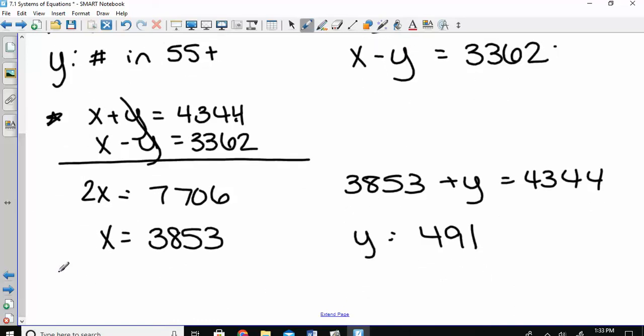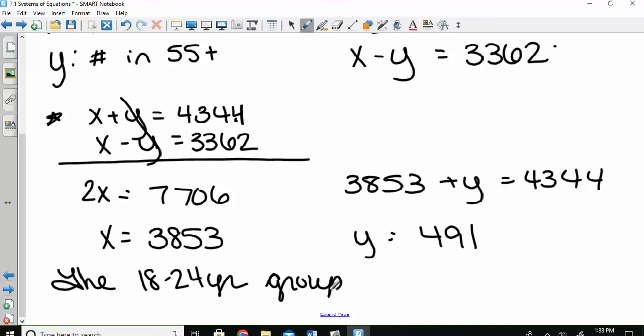So then we just have to answer the sentence. So the 18 to 24-year-old age group sent 2,853.